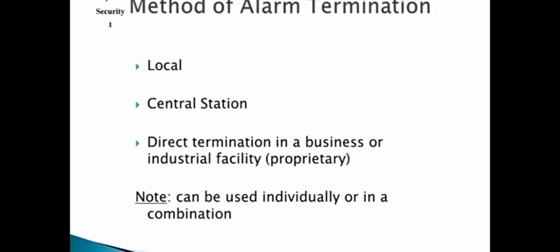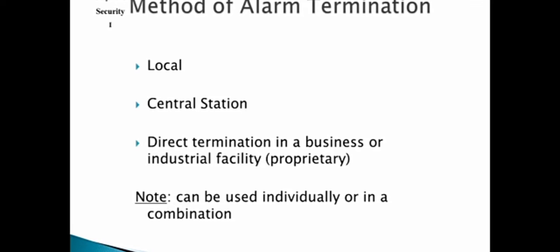Method of alarm termination. You have local alarms. You have to go in, manually reset it, shut it off. Central station alarms are the ones that will go to like the police department or ADT or someplace like that. They'll send somebody and then they'll report and then the alarm's reset. Direct termination in a business or industrial facility is proprietary alarm. You need to develop your SOPs on how to terminate the alarm. Usually by sending somebody to look, find out what's going on, reporting back, and then I can terminate the alarm.